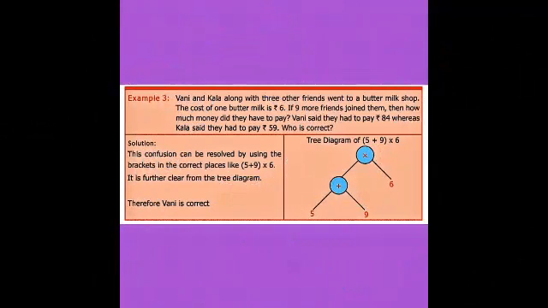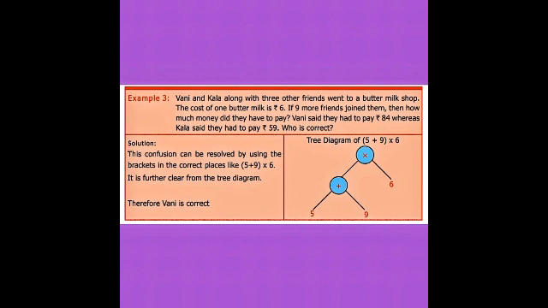Third example, Kala and Vani along with 3 other friends went to a buttermilk shop. The cost of one buttermilk is 6 rupees. If 9 more friends joined them, then how much money did they have to pay? Vani said they have to pay 84 rupees, whereas Kala said they have to pay 59. Who is correct?